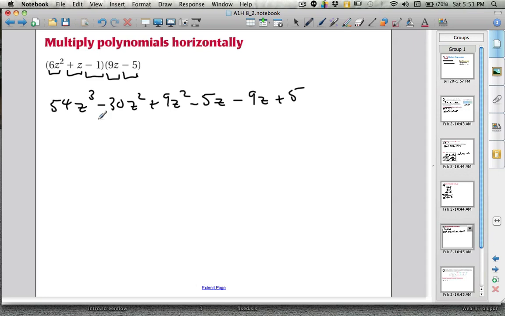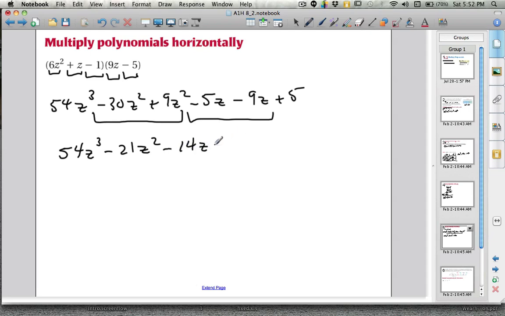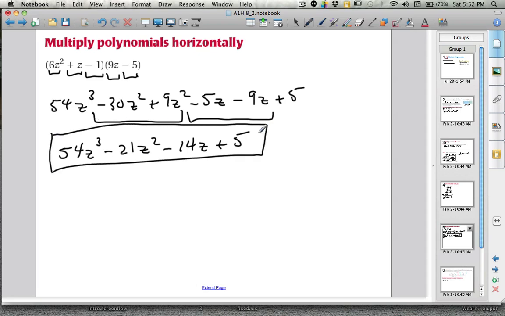And now that I'm done, I want to combine like terms. So I have like terms here, and I have like terms here, and I need to combine them. So I'll have 54z cubed. I'll have negative 30 plus 9, that's minus 21z squared. I have negative 5 minus 9, that's negative 14z plus 5. And this is my product.